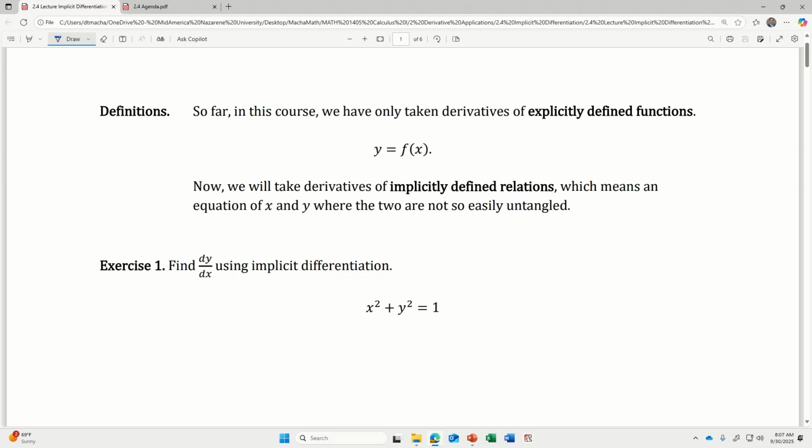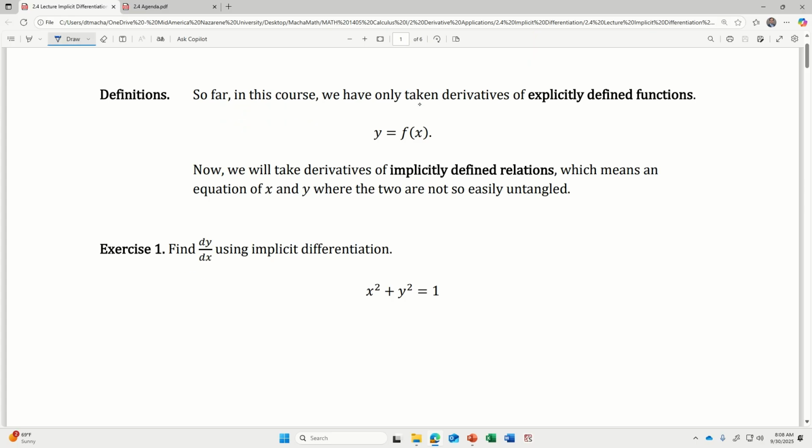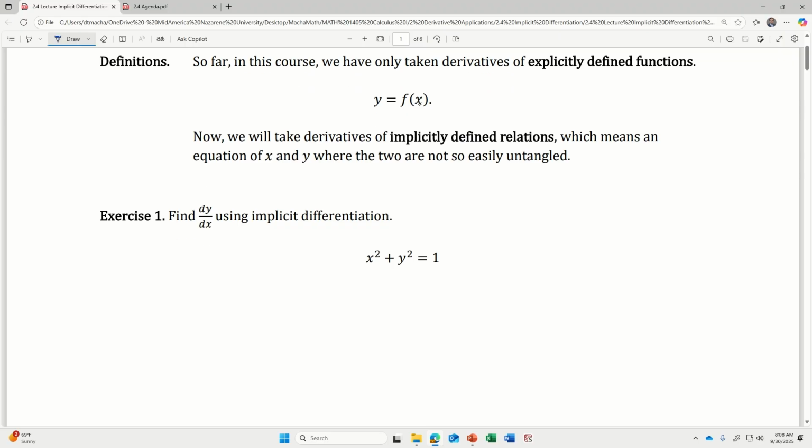The difficult part of implicitly defined relations is that you could have an equation where there's a combination of x's and y's on the left side and the right side, and it can get messy to the point where you can't detangle it. You can't separate the x's and the y's from each other. But we can still take derivatives of these equations. And when we take a derivative of this equation, the strategy is called implicit differentiation. So we're not going to rewrite it as an explicit function. We're going to take the derivative of the equation as it is.